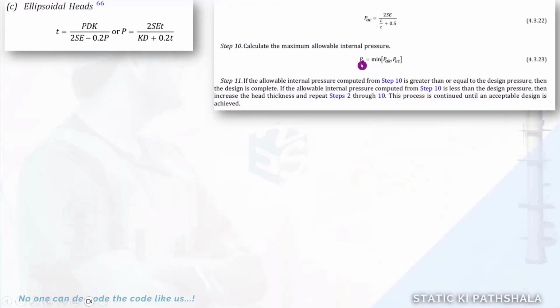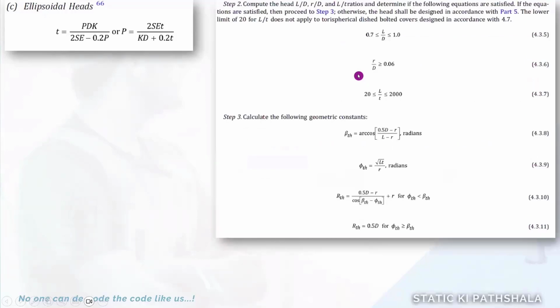That PA we have to calculate, and we have to compare it with the design pressure. If this allowable pressure is more than the design pressure, whatever assumptions you have made are correct. If not, then you have to change the thickness and start again with this procedure.